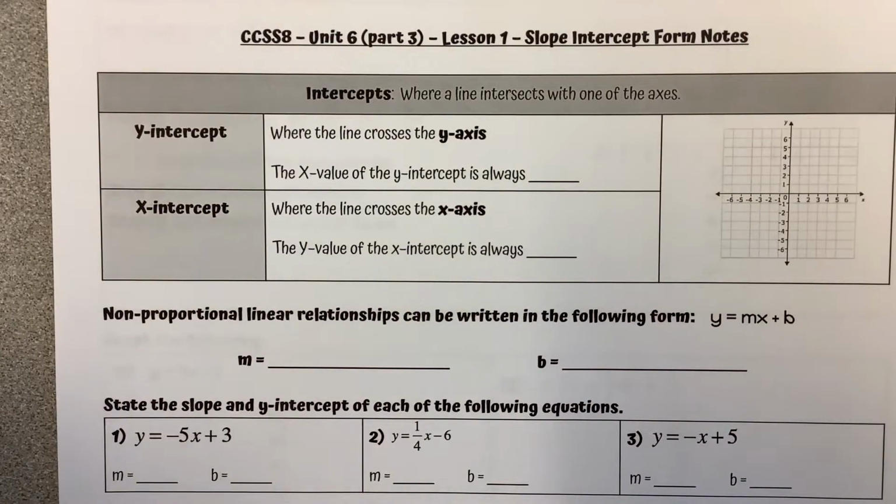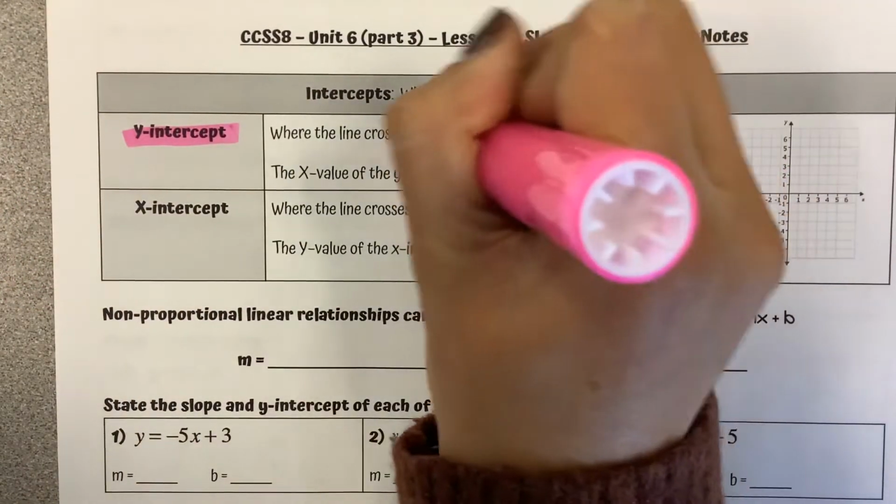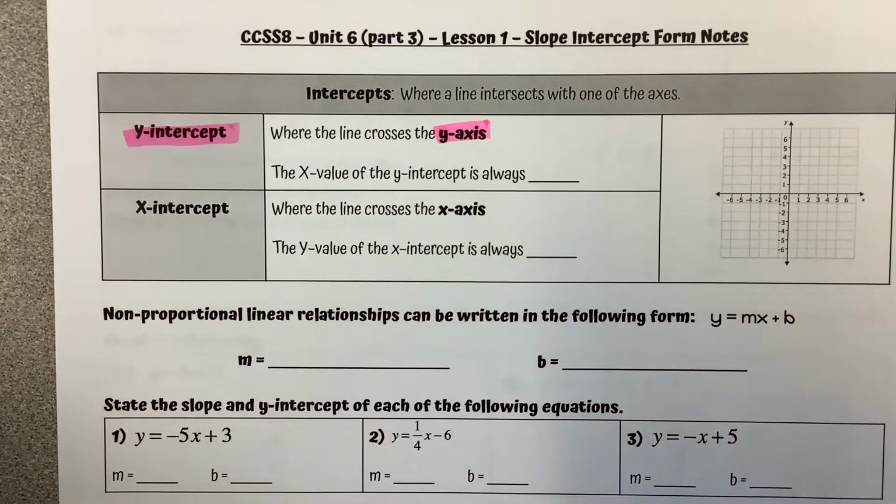For lesson one of our linear equations unit, we are going to look at slope-intercept form. For this form, it has those two parts, the slope and the intercept. So let's talk about intercepts. Intercepts are where a line intersects with one of the axes. Our y-intercept is where it crosses the y-axis.